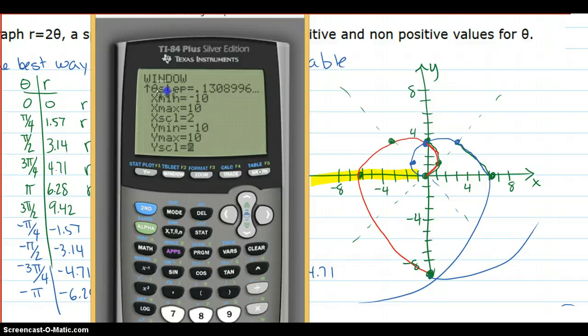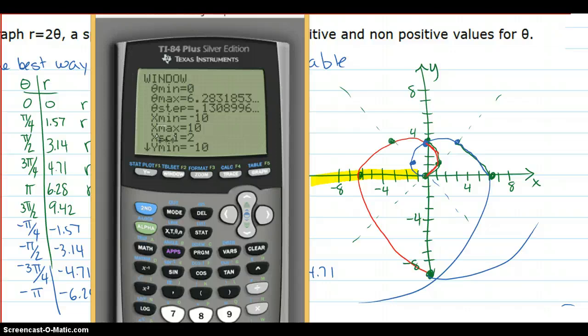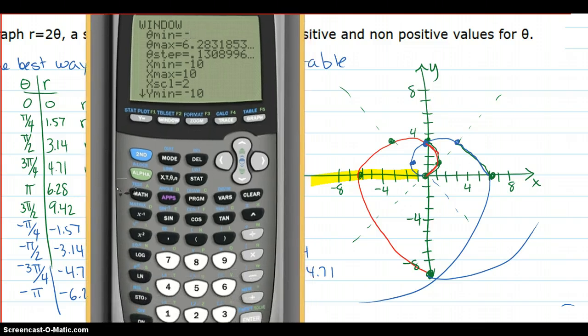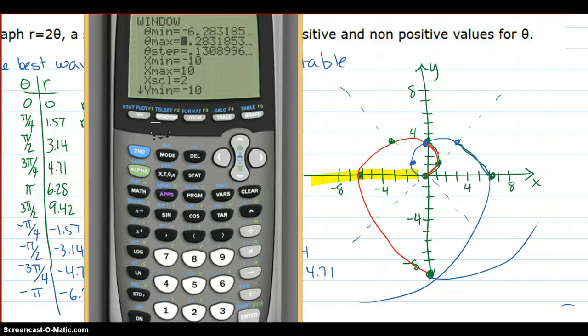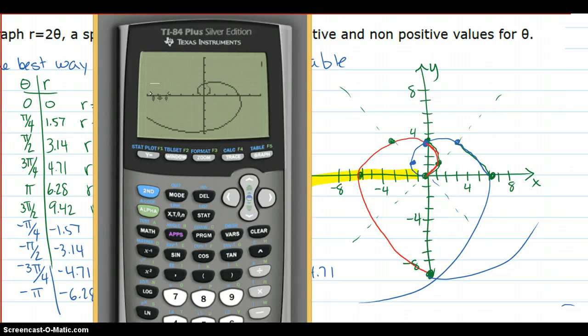If I graph that, you will see the part that is in red here. If I want to see the blue, which you remember was from the negative values, I go to window and choose a negative pi. I scroll down and do a 2, and pi, just hit second pi, and enter. This will be the negative values. If I graph that, there's the positive, and there's the negative. So you can see that's what the graph looks like. Hope that helps.